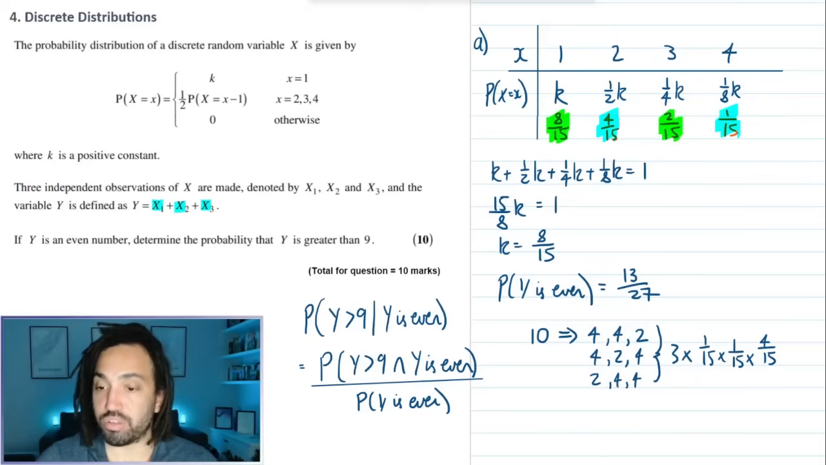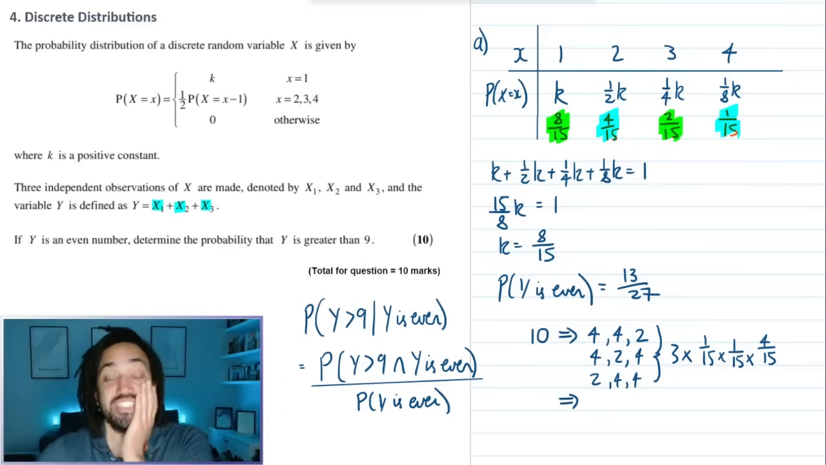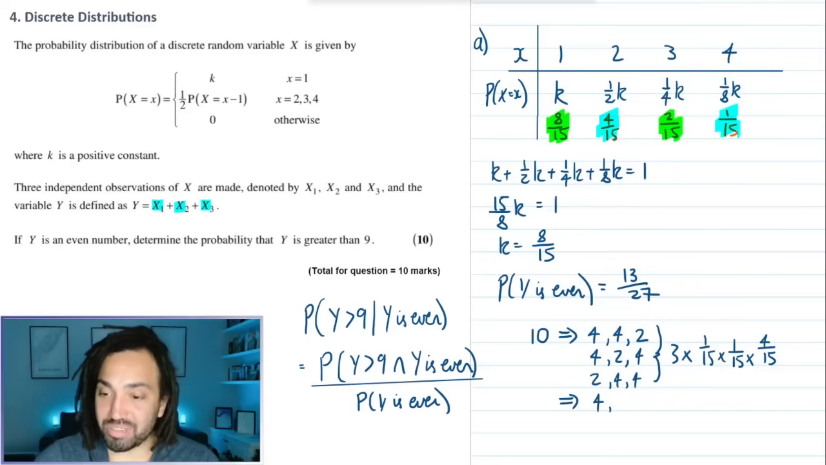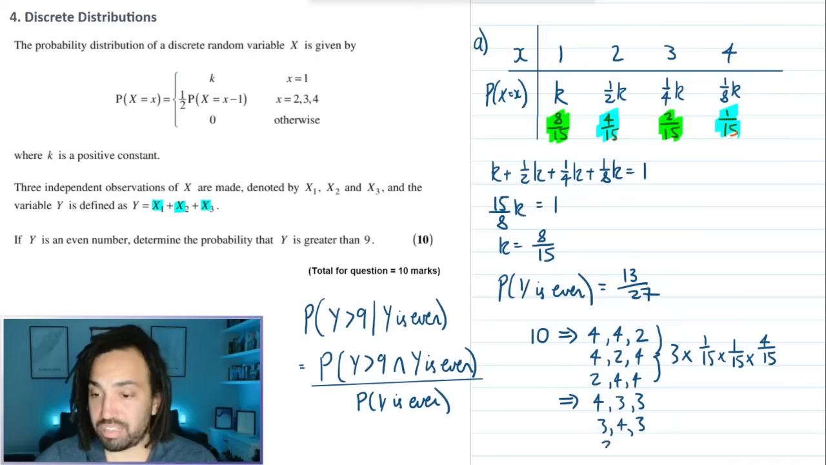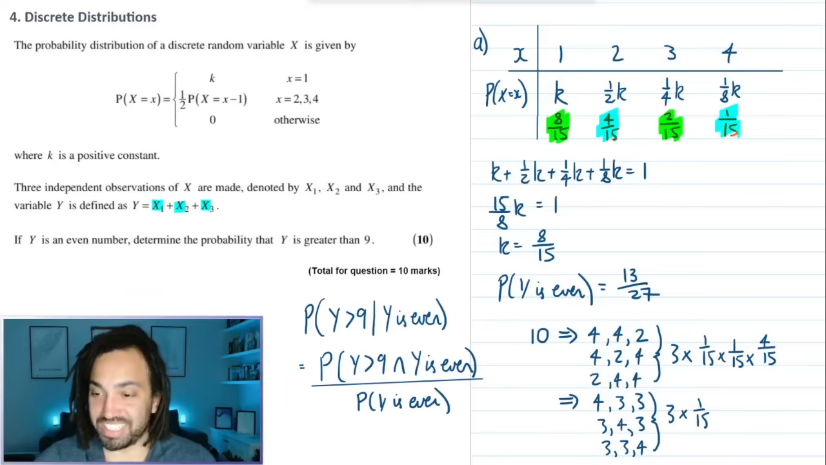Let's find the other way that we could get a 10. Oh, I'm sorry. We could get a 4, a 3 and a 3. And again, that can happen in 3 ways. So 3 times 1 over 15 multiplied by 2 over 15 and 2 over 15.